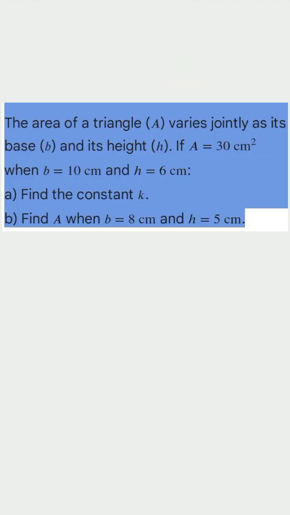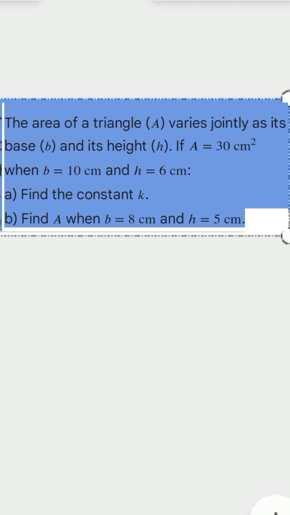Let's solve the following example. The area of a triangle A varies jointly as its base B and its height h. If A is equal to 30 centimeters squared, when B is equal to 10 centimeters and h is equal to 6 centimeters, find the constant k. Find A when B is equal to 8 centimeters and h is equal to 5 centimeters. For us to solve this, first of all, we have to find the constant, which is k.